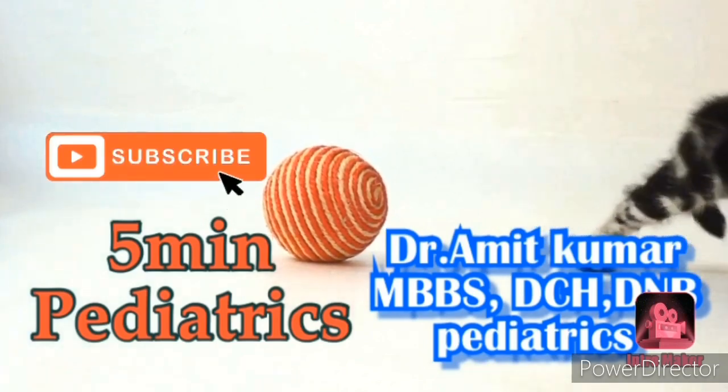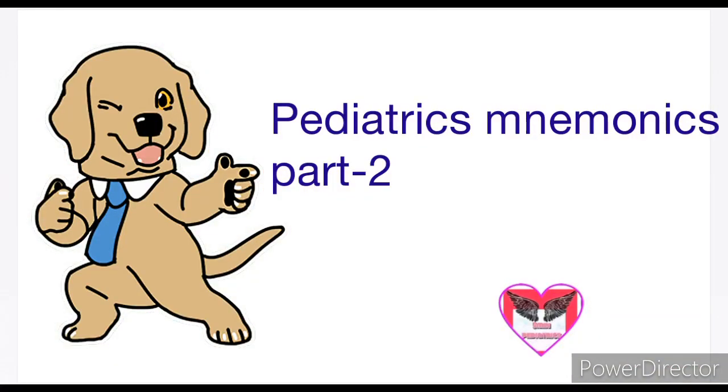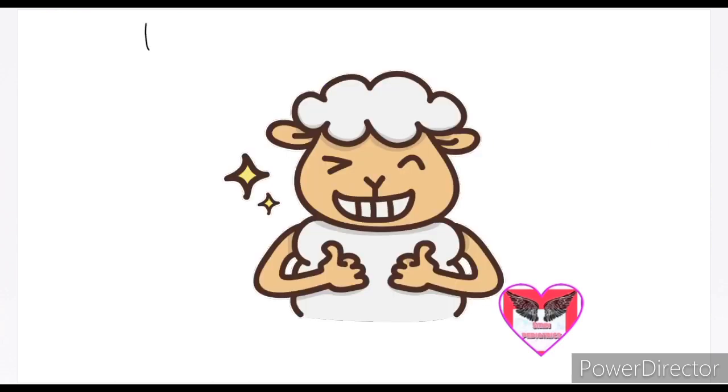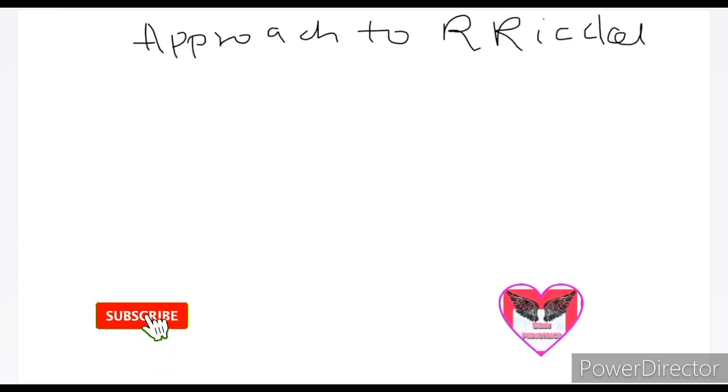Let's start with pediatric mnemonics part 2, with treatment or approach to refractory rickets. We have a 3P approach.